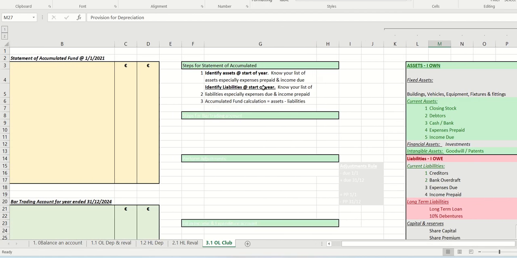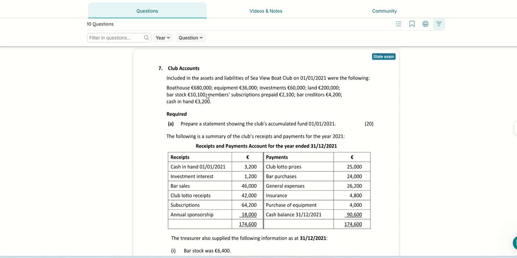Be brilliant at that. Now we're going to do our first step for doing the statement of accumulated fund, which is 20 marks. Identify your assets at the start of the year. Identify your liabilities at the start of the year. Know your lists. So let's go to our question. The boathouse, it's an asset, I own it. The equipment, it's an asset, I own it. Investments, financial asset. That's my money, I've invested it, and I'm going to make investment interest income out of it. My land, my club owns that.